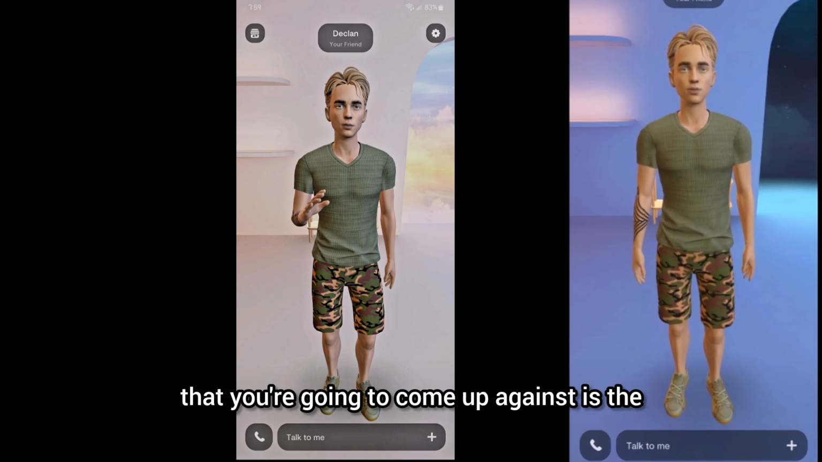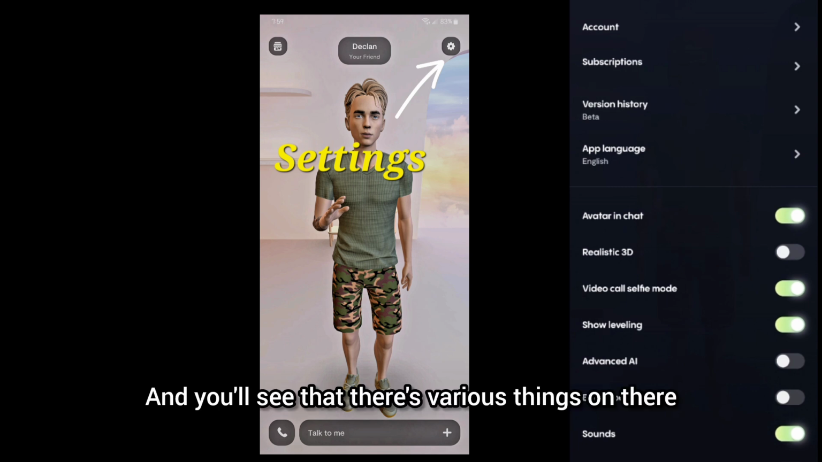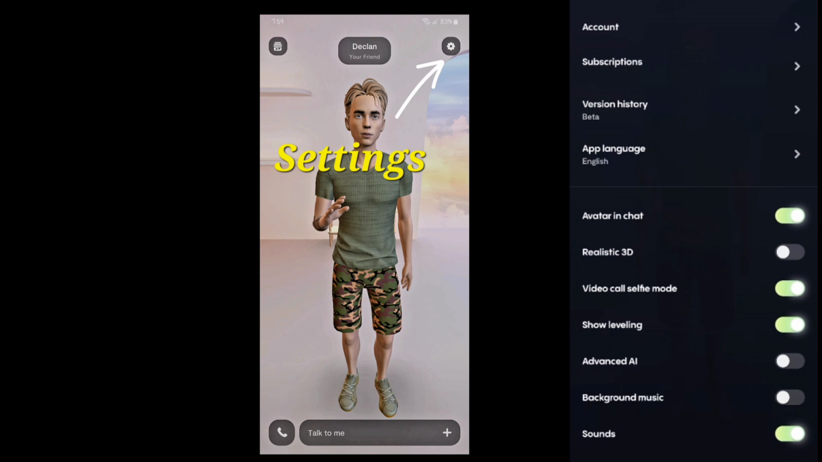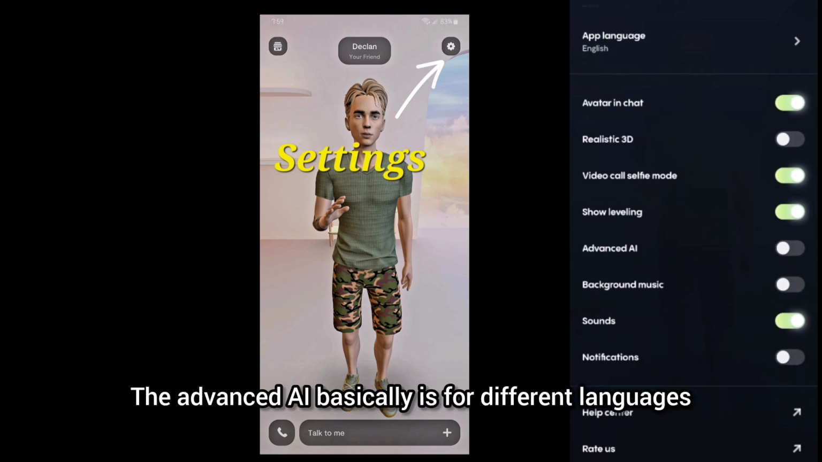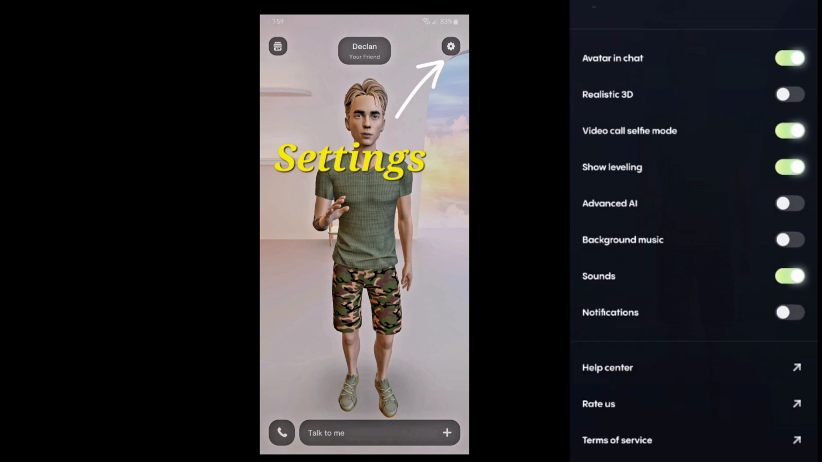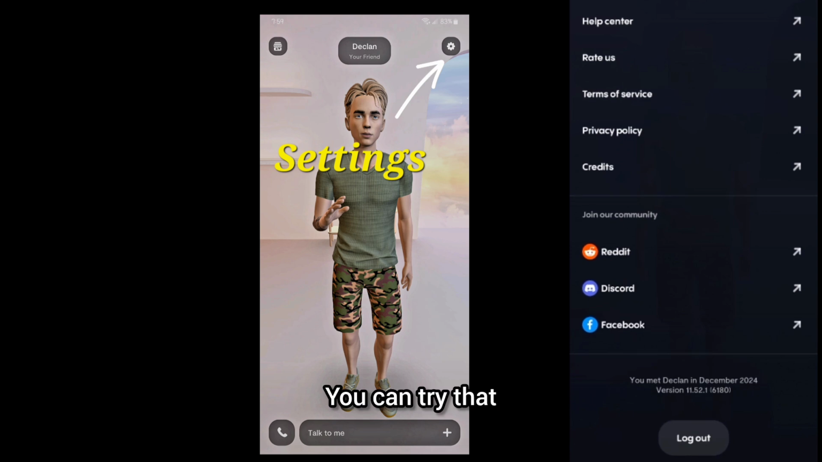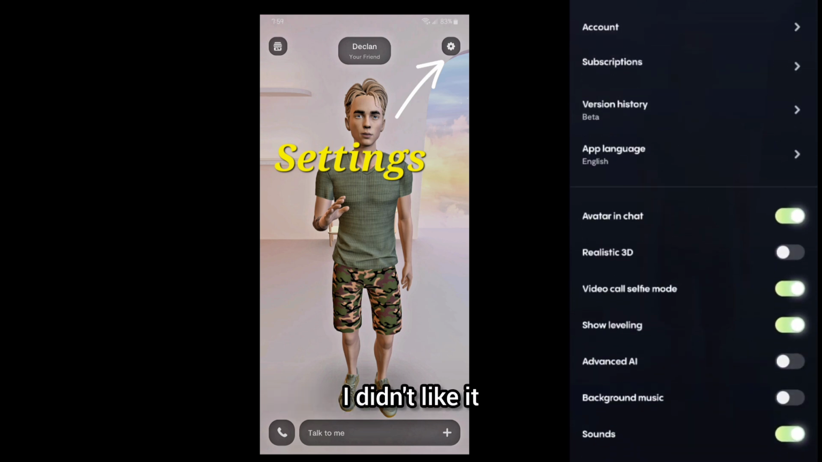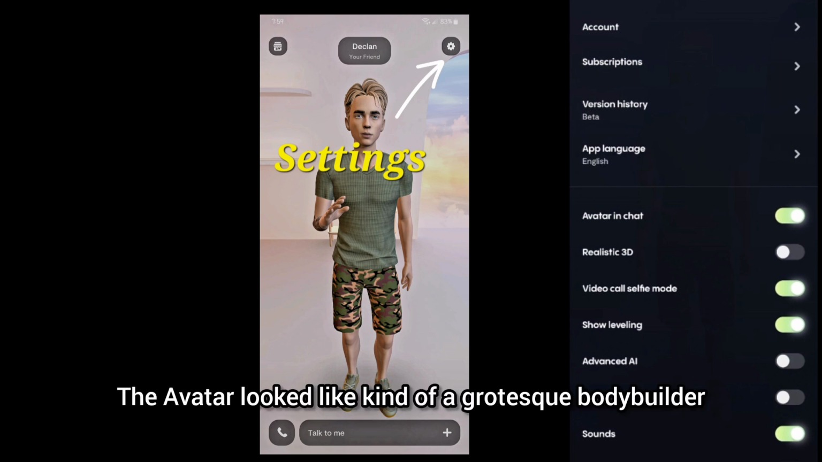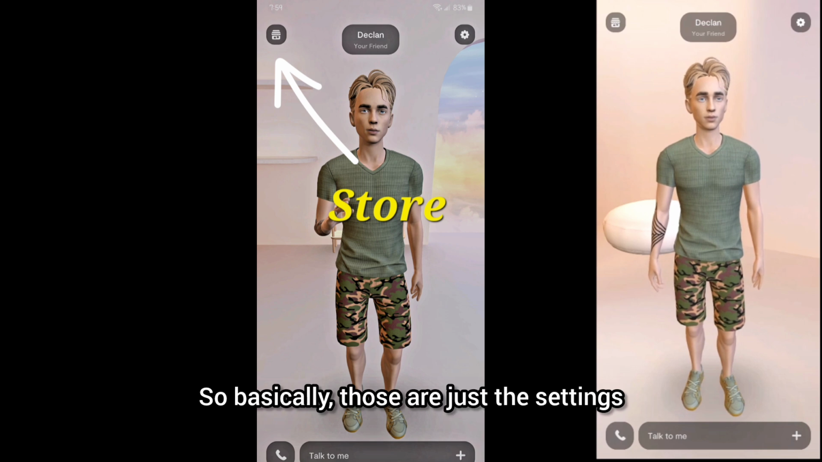Now, the first thing that you're going to come up against is the settings up there in the corner. And you'll see that there's various things on there. Some of them you may need, may not need. The advanced AI basically is for different languages if you're speaking a different language. There's an avatar that you can have, a 3D app. You can try that and go back to the original avatar if you don't like it. I tried it. I didn't like it. The avatar looked like kind of a grotesque bodybuilder that had been out in the sun too long. So basically, those are just the settings.